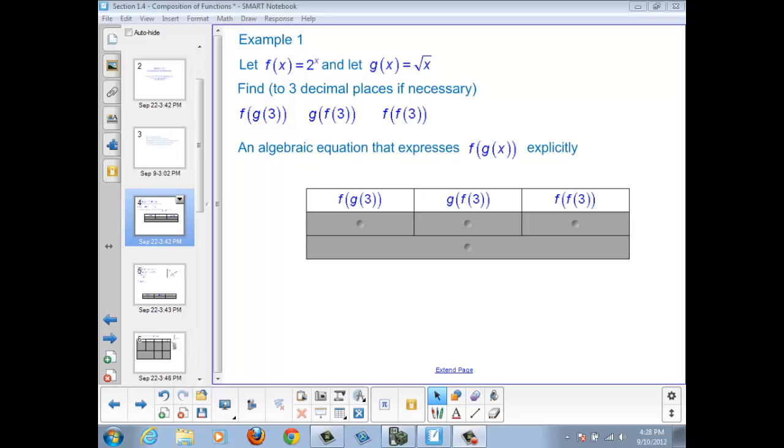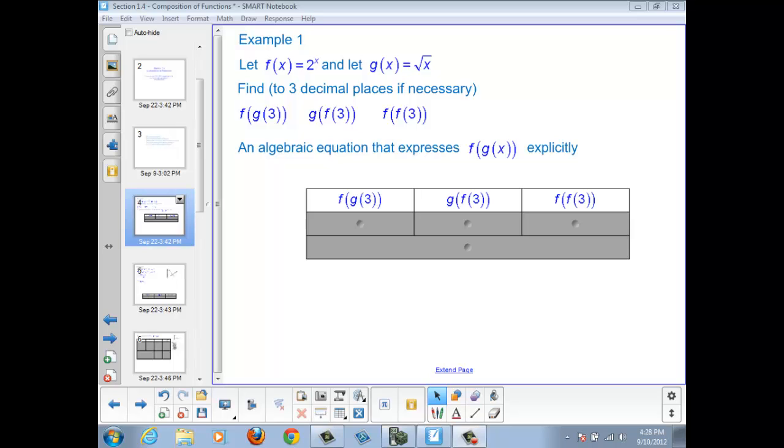Okay, let's start with a quick review of how we work with composite functions. We'll start with these two functions, f of x equaling 2 to the x and g of x equaling the square root of x. And we're going to try and find f of g of 3, g of f of 3, and f of f of 3.